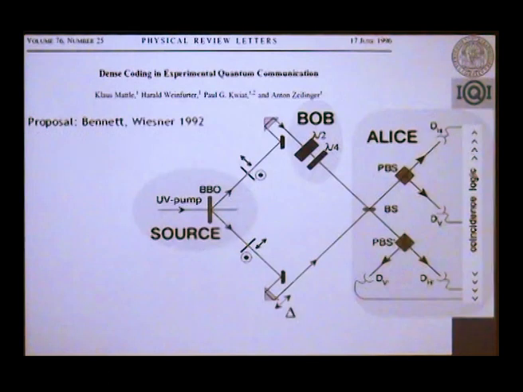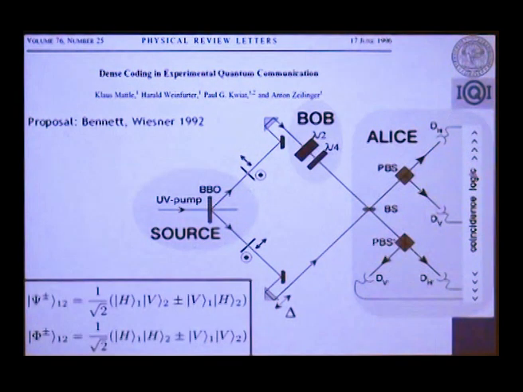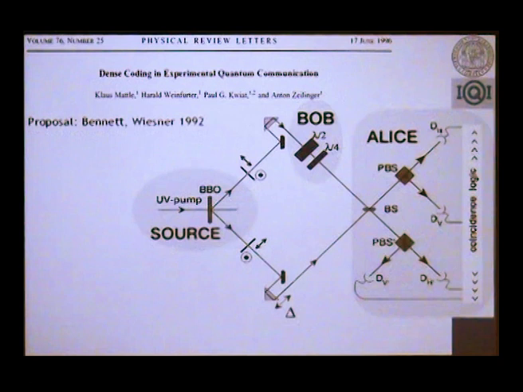This was done in 1999, but the first realized proposal was dense coding, super dense coding, proposed by Bennett and Wiesner in 1992, just one year after Ekert. And this was the experiment which we did first in 1996 because it was easier.